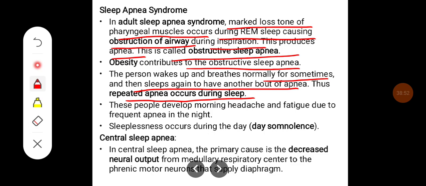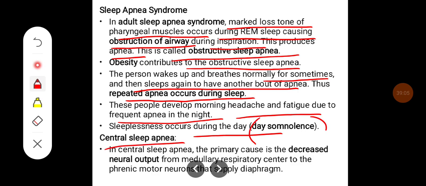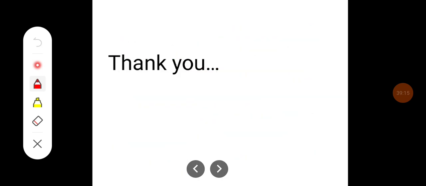These people develop morning headache and fatigue due to the frequent apnea in the night. Sleeplessness occurs during the day. It leads to day somnolence. Central sleep apnea. In central sleep apnea, the primary cause is a decreased neural output from medullary respiratory centers to the phrenic motor nerves that supply the diaphragm.